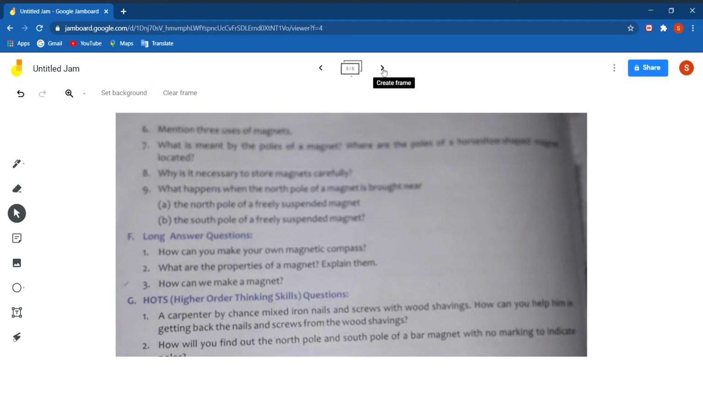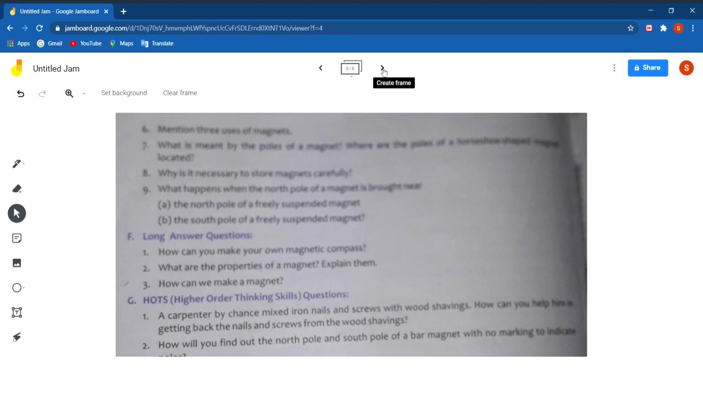Then HOTS. A carpenter by chance mixes iron nails and screws with wooden shavings. How can you help him in getting back the nails and screws from the wooden shavings? You will bring a magnet near the mixture of iron nails, screws and wooden shavings. All the iron nails and screws will be attracted to the magnet because they are magnetic substances, and the wooden shavings will be left. This is how the carpenter can separate iron nails and screws.